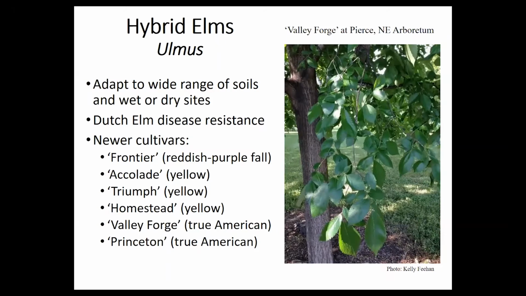So they're quite adapted, tough, with a wide range of soils. They'll tolerate wet or dry sites. Some of the newer cultivars that we recommend, most of them have yellow fall color, but Frontier is one with kind of a reddish purple fall color. The last two on there, Valley Forge and Princeton, are true American elms, and American elms are native. The picture I have is of Valley Forge, and that's at the Pierce Arboretum in Pierce, Nebraska.